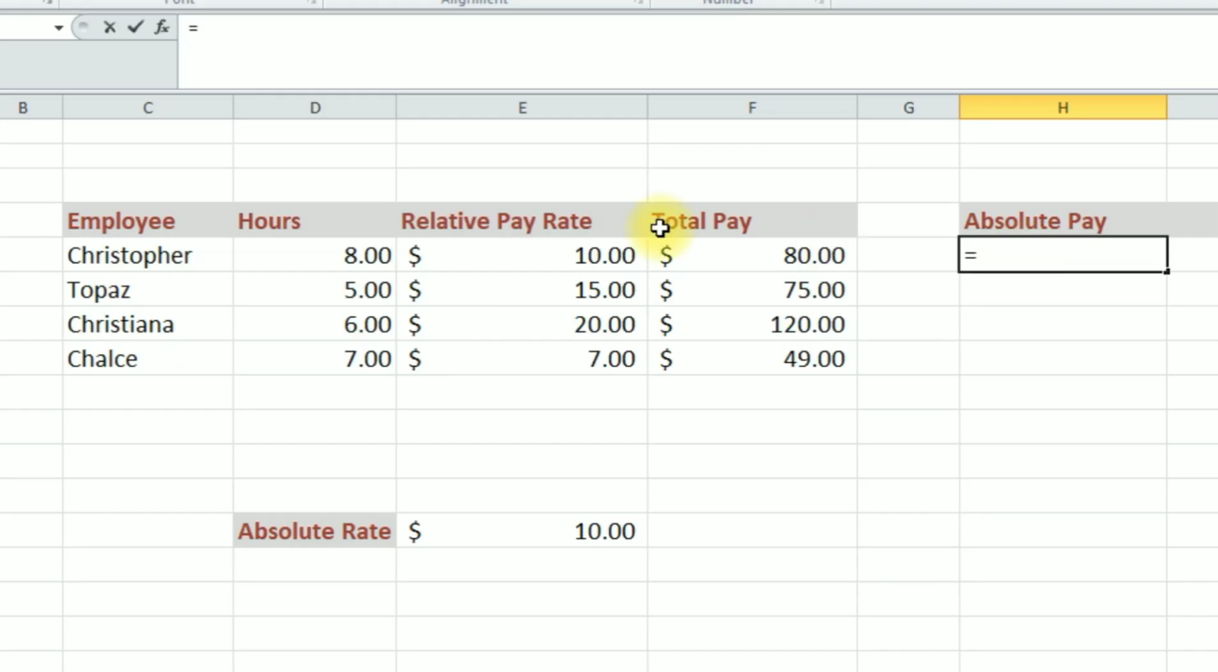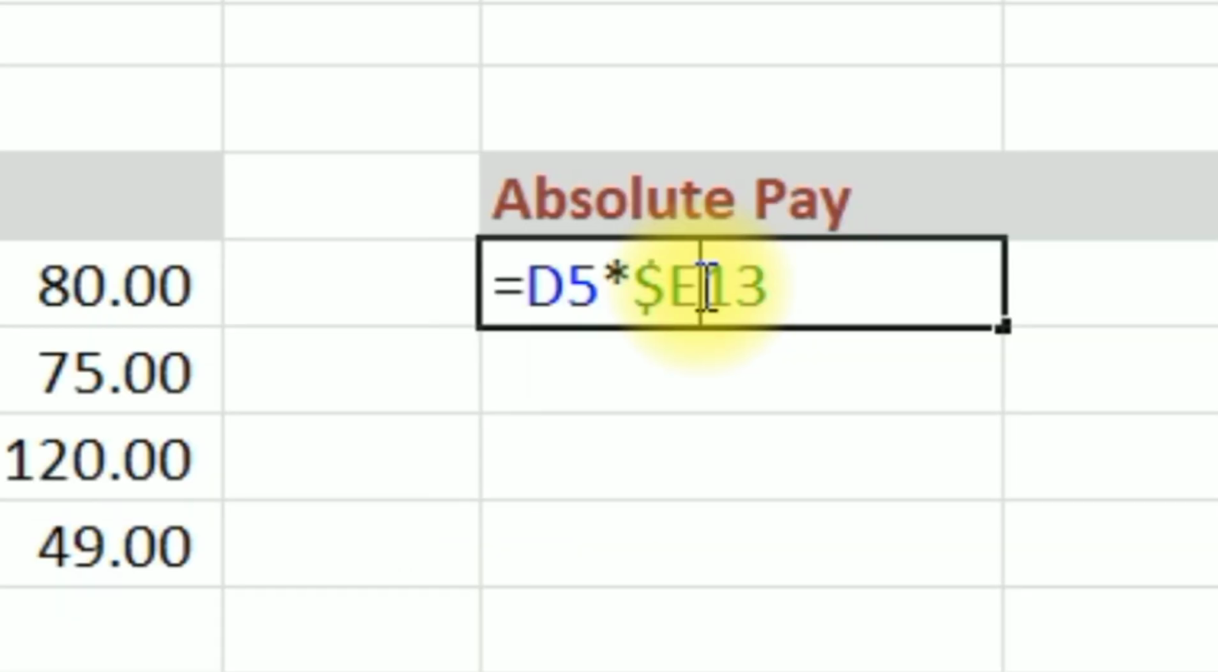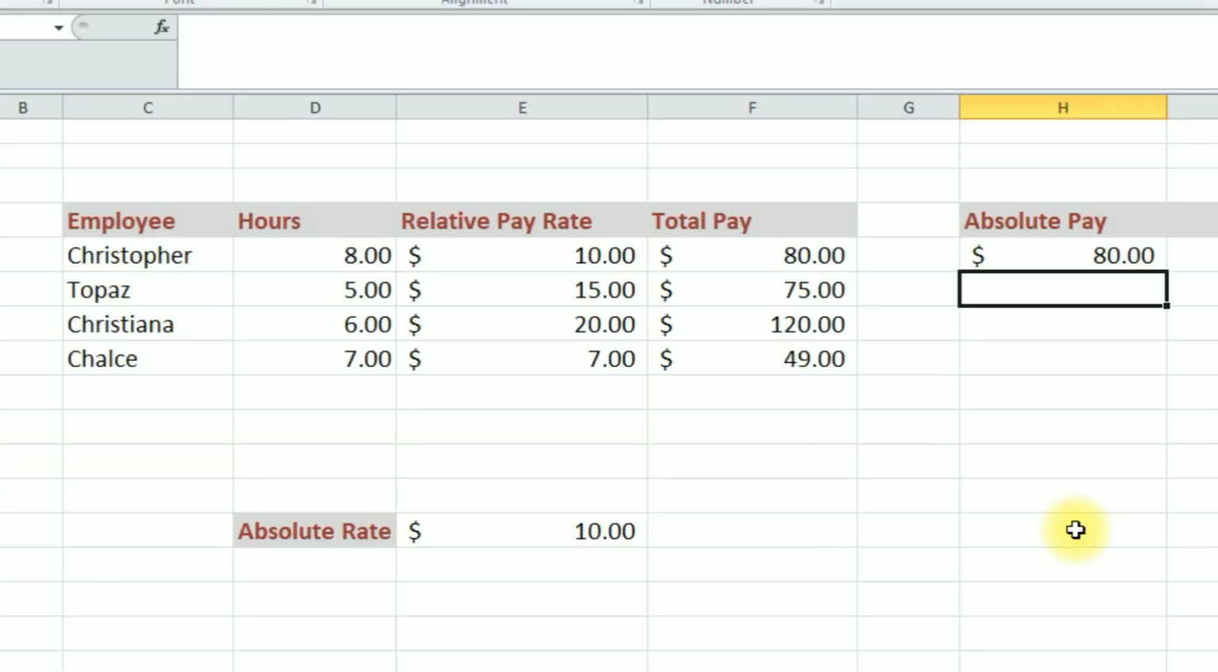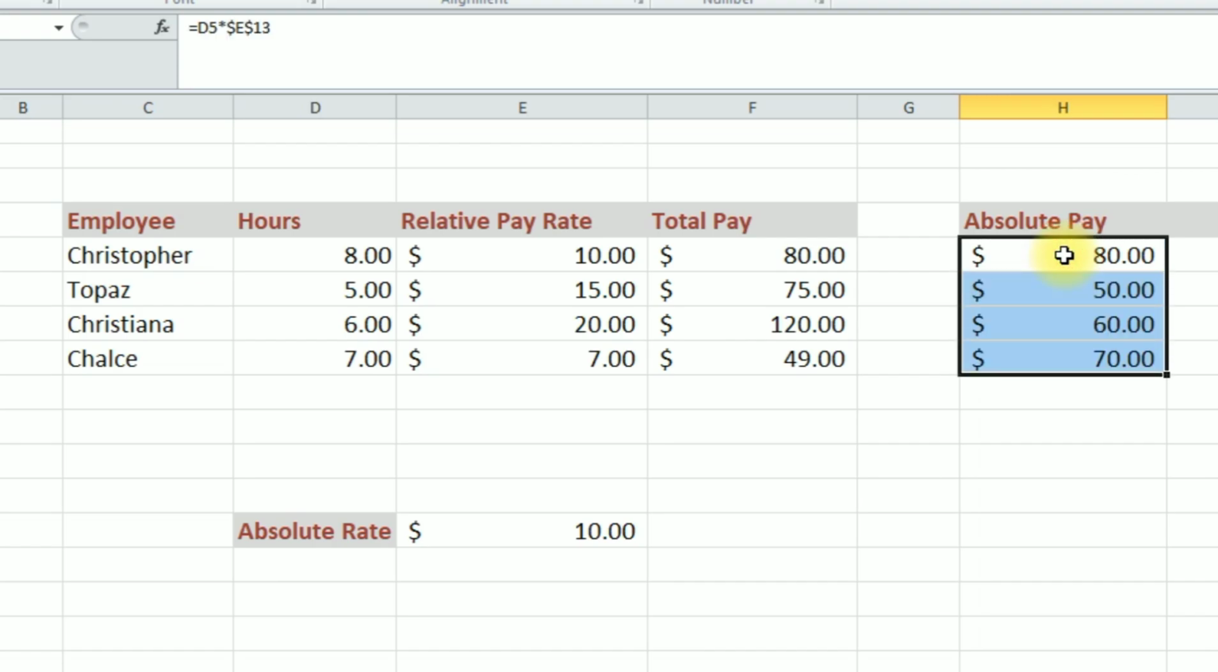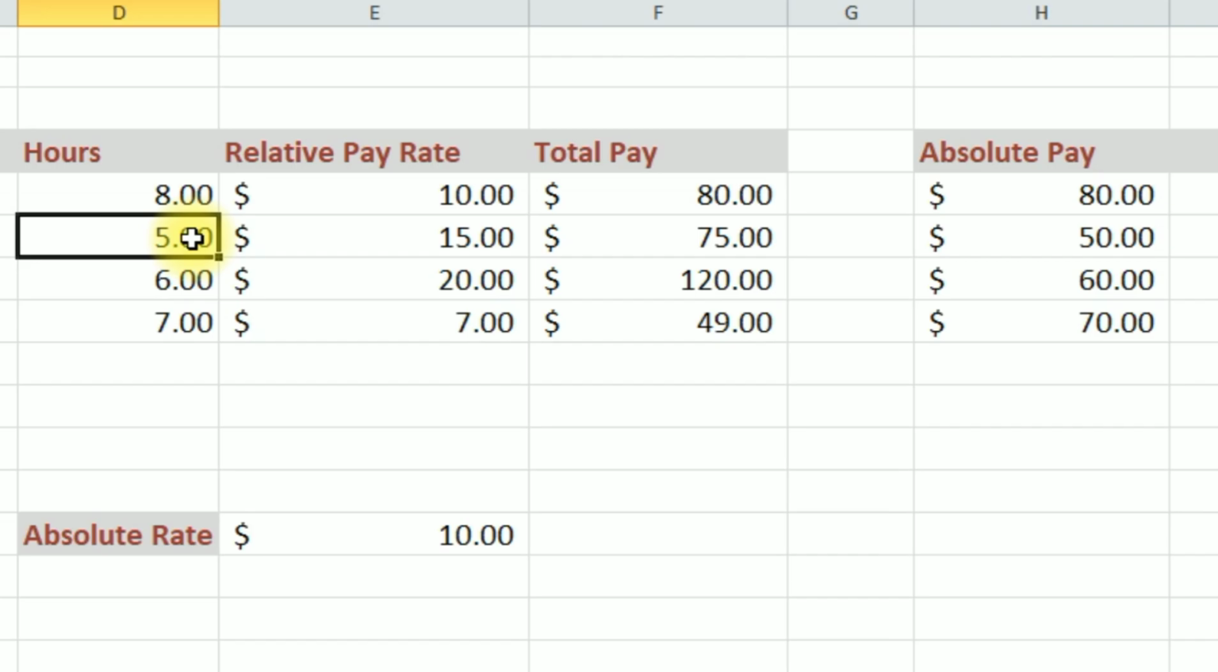You simply say equal hours times, and I click on the cell for the absolute pay rate, but this time I put a $ before the column letter and a $ before the row. That makes it absolute. So if this is the absolute rate, that's $10. When I copy the formula down, everyone gets their hours multiplied by the same $10 because I said use an absolute rate.